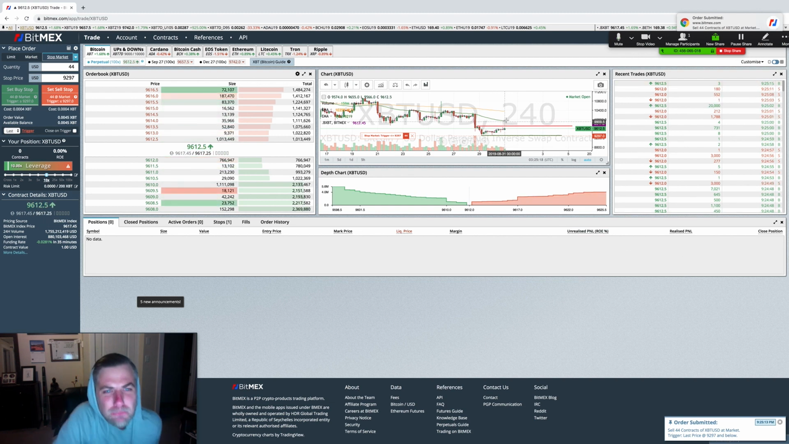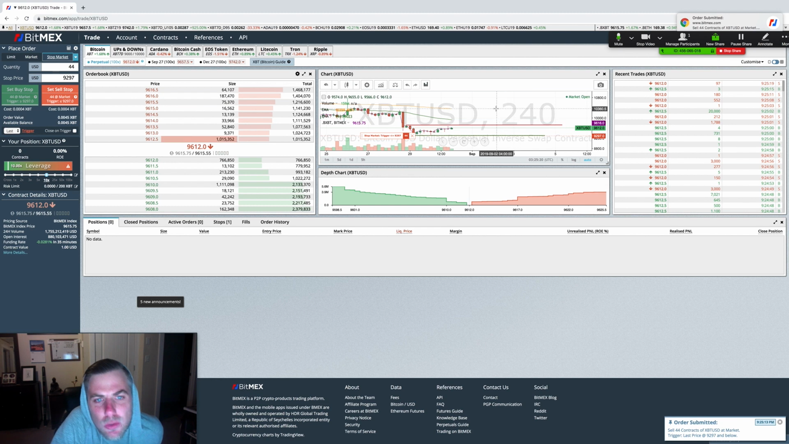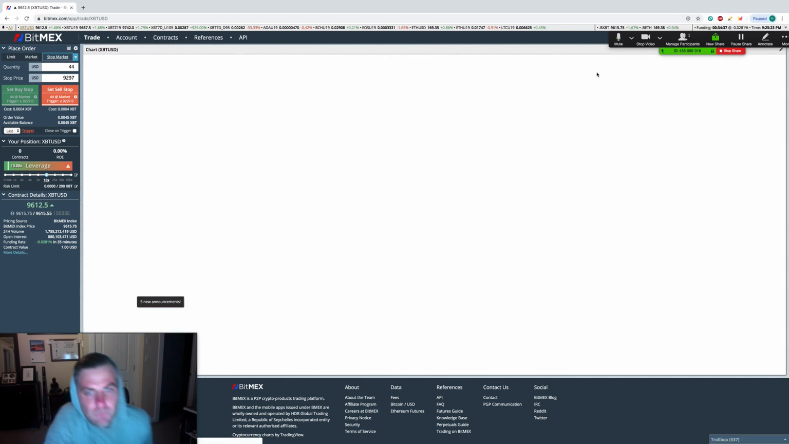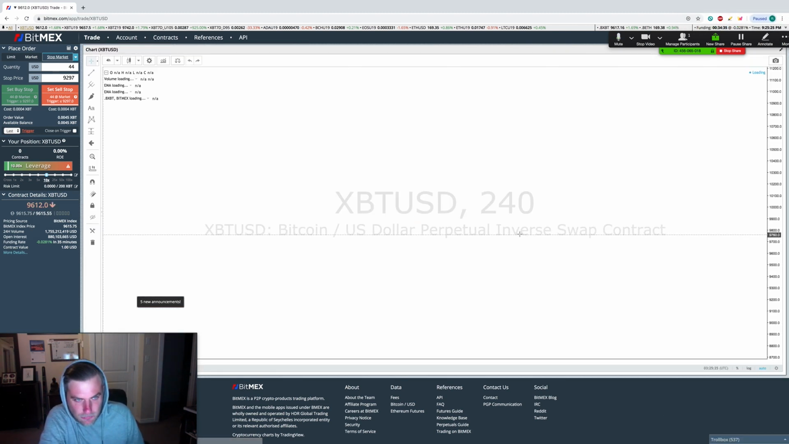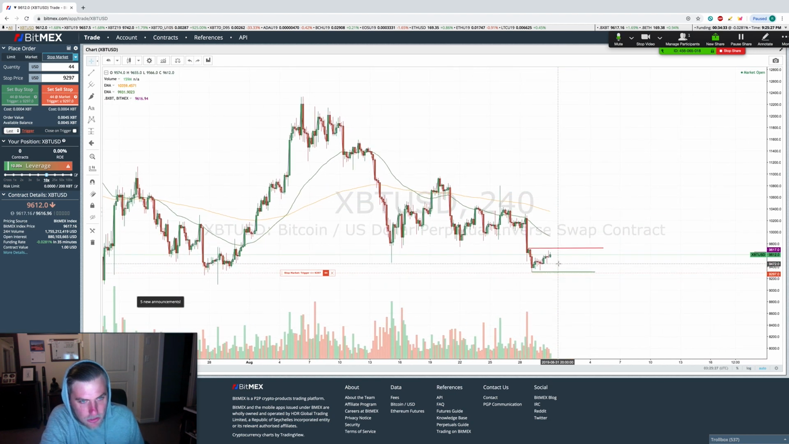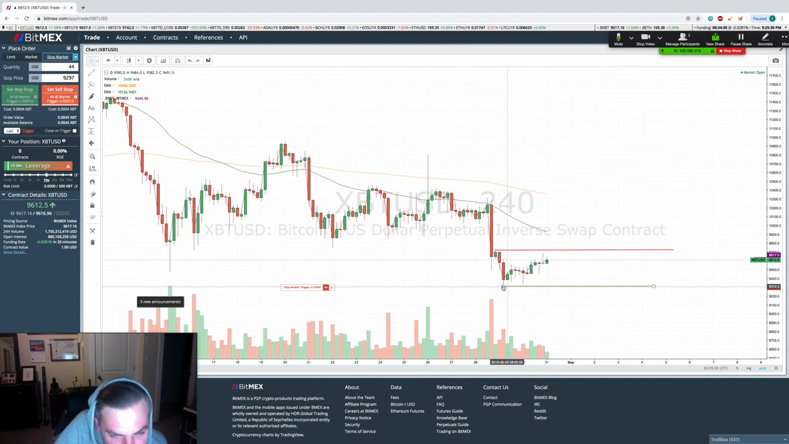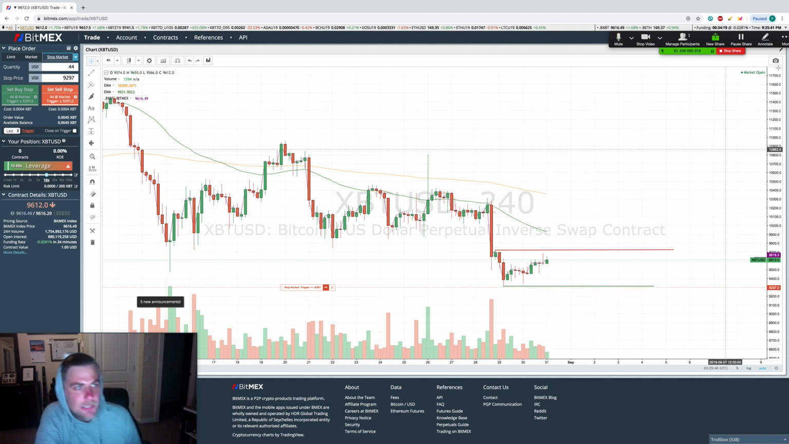Order submitted. And we can see that is entered right below support. So this was a swing low, and now we see we have a stop market order to trigger at 92.97. If price breaks down here at any time, we enter short on a market.